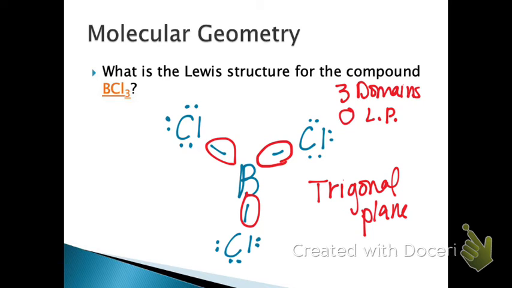Do we feel okay about how the table works? We're just finding the combination of those two things. 3 domains, no lone pairs. Yes? Write that table on this. Sure. I don't mind. Okay, I'm going to show you now.